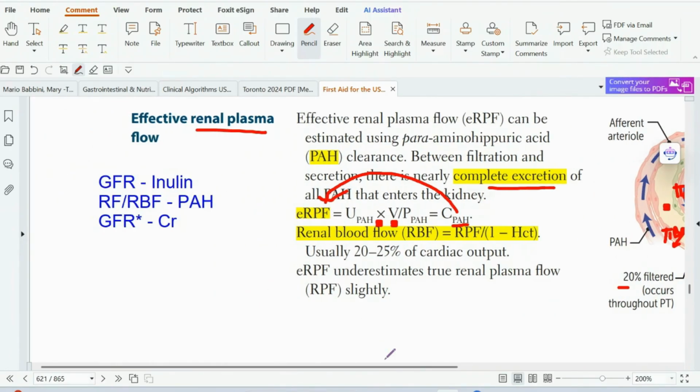Okay. So GFR is measured with inulin, renal plasma flow and renal blood flow with PAH, and for GFR, if a little bit inaccurate, you use creatinine. I've just mentioned that here. Now, sometimes they may ask you, renal plasma flow does not account for the hematocrit. It just accounts for how much fluid is going in. So what do you do? You just have to divide it by 1 minus hematocrit. If you divide it, you get the whole blood, not just the plasma.